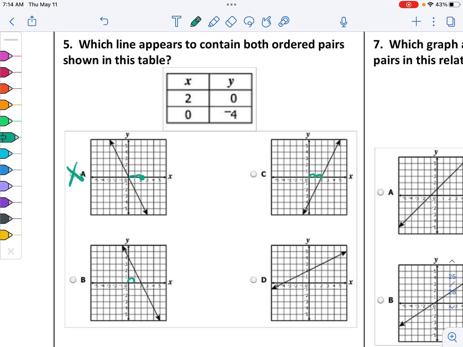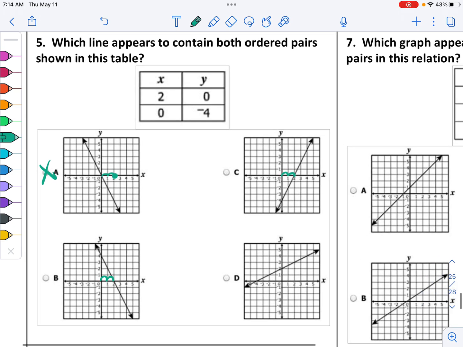Let's see if we can get B out of here. 1, 2. Nothing up or down, and that point is on the line. 1, 2. Nothing up or down. That is not on the line. Now we'll try 0, -4. That means nothing left or right. We're just going to go down 4. 1, 2, 3, 4. So far, that one's good. Let's check this one. 1, 2, 3, 4. Not going to work on B, so the only answer would be C.